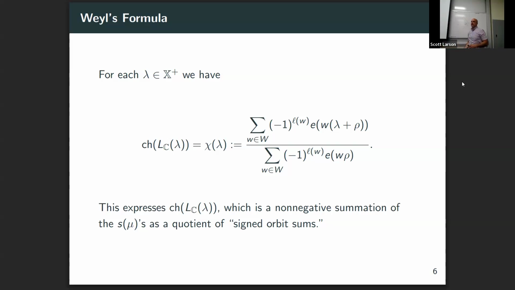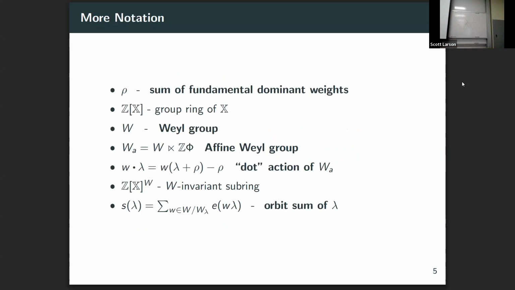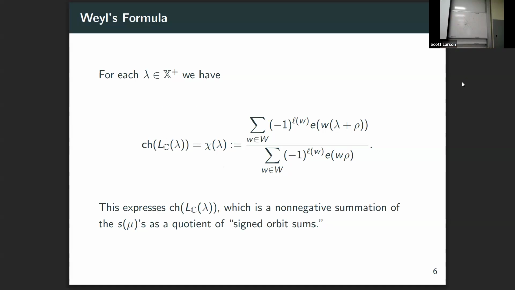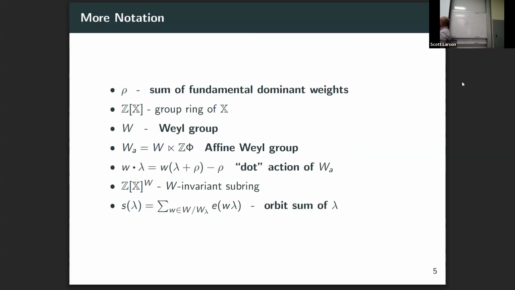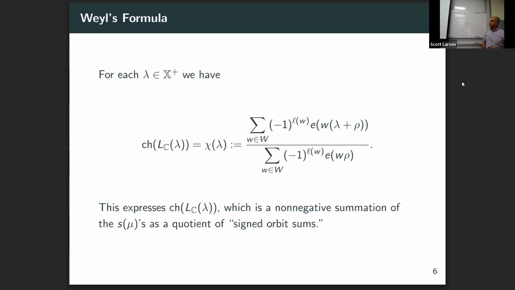And so the first thing that's not necessarily obvious is, where does this thing even live? Well, a priori, it just lives in the quotient ring of Z of X. But the statement is that actually the denominator does divide the numerator, and what's left is something in here, and you get these orbit sums that give you the character for the module. Okay, so that's Weyl's character formula.